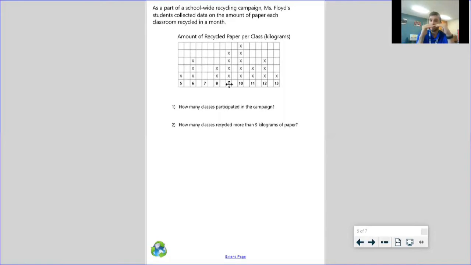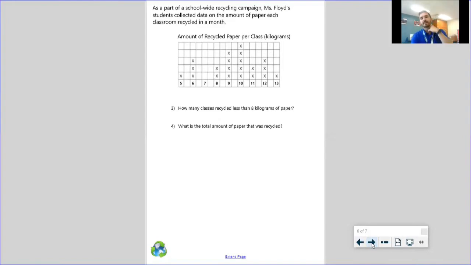9 kilograms is not more than 9, it is 9. So I'm looking right here at 10, 11, 12, and 13, anything beyond. So I've got 1, 2, 3, 4, 5, 6, 7, 8, 9, 10, 11 classes recycled more than 9 kilograms of paper. 2 more questions I want to go through. Again, I told you we're just going to be short and sweet, even though it's kind of a lot of different stuff to look at.